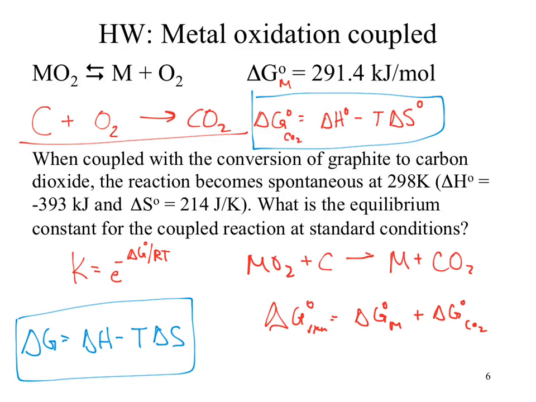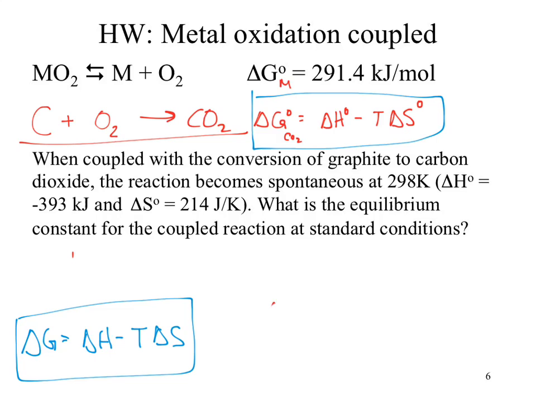So let's say I want to know the Gibbs free energy for the conversion of graphite to carbon dioxide at 400 Kelvin. I'll erase all that now. What is delta G for our CO2 at 400 Kelvin? We're actually given all the information we need to solve this one.